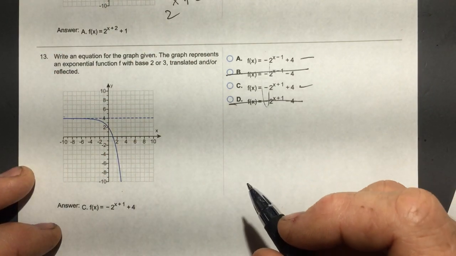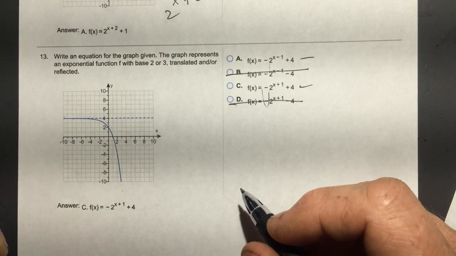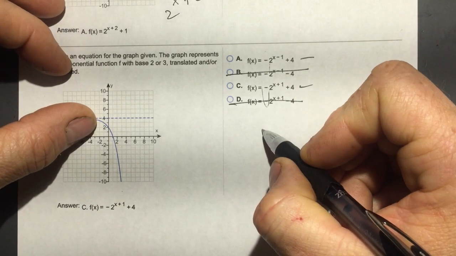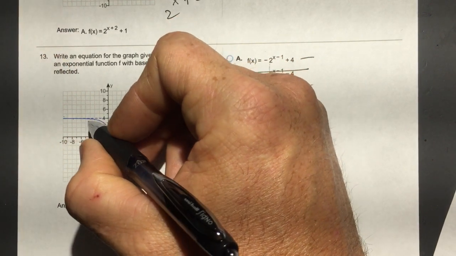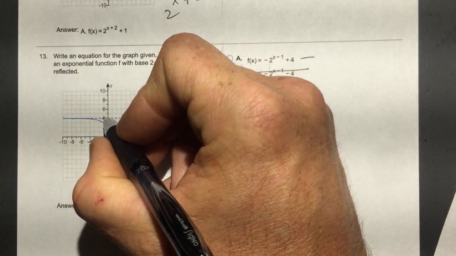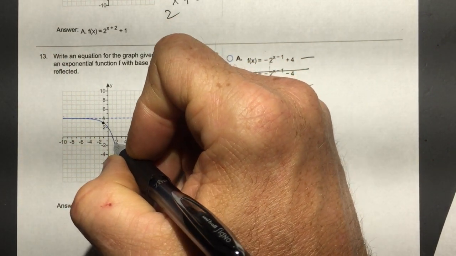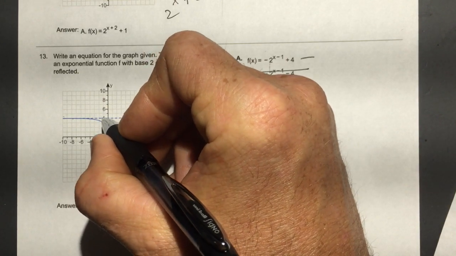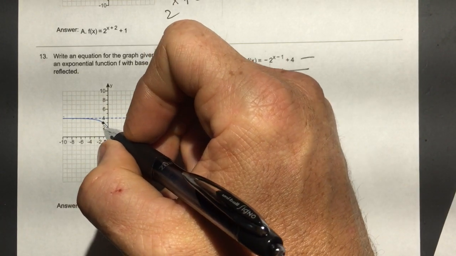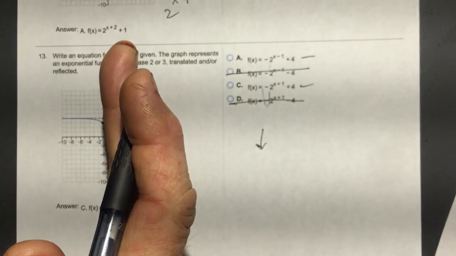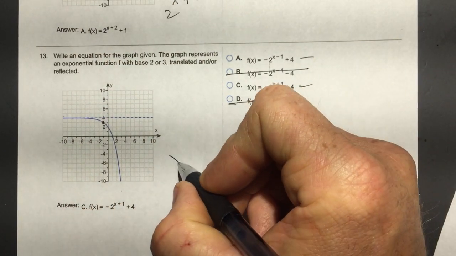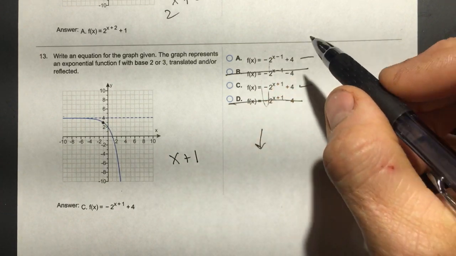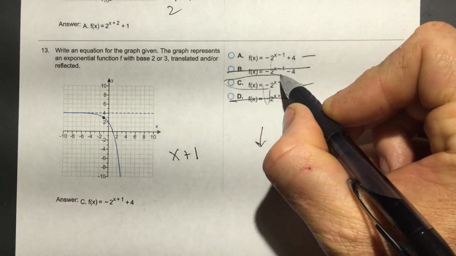All right, now, since this thing's going down, I've got to look for the point that's down 1 from the asymptote. So if I look at my asymptote here, see here's my asymptote, it's down 1, looks like it's right there. See, that's down 1 from the asymptote. Okay, usually that point is on the axis, but this time it's to the left 1, which means I'm going to have x plus 1 in my exponent, which looks like C.